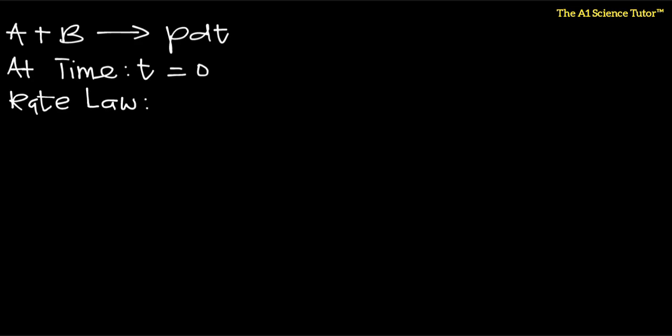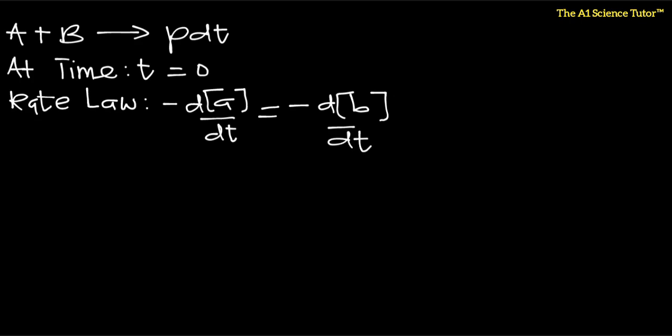So the rate law will be written as negative dA/dt, and this will be the same thing as negative dB/dt. And so this is going to be equal to k into A and into B.